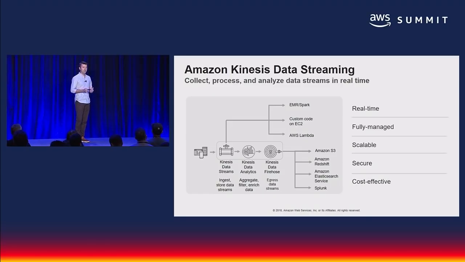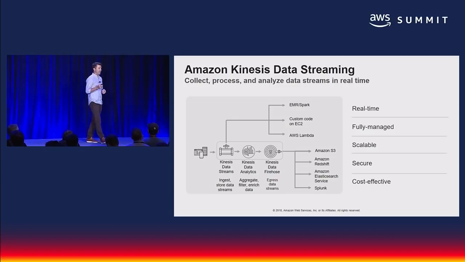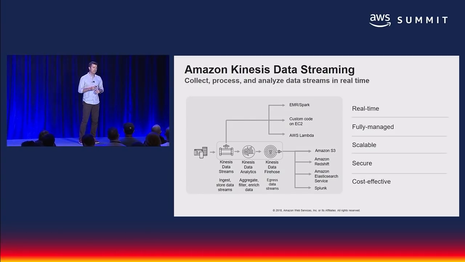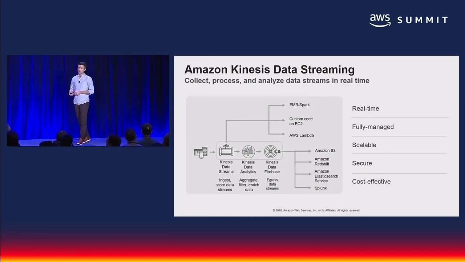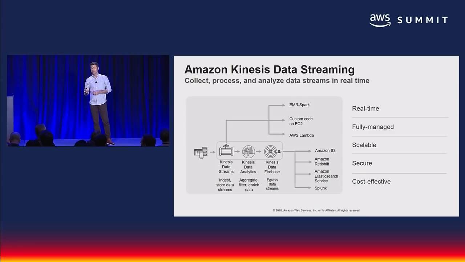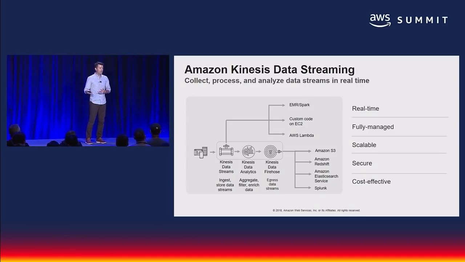You can use Lambda to process that data in real time. Or you can use Kinesis Data Analytics to get some real-time insights into that by writing some standard SQL. And then from the output of analytics, you can send it to any number of downstream sources or destinations such as S3, Redshift, Elasticsearch, and Splunk via Kinesis Data Firehose. So this is one example of a typical data flow that you might see.